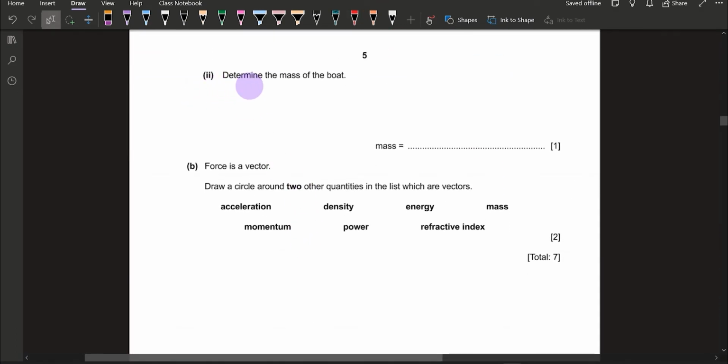Part 2 says determine the mass of the boat. So how do we find mass? We have the formula F equals ma. We just found out the resultant force. So we have the force as 130 Newton.